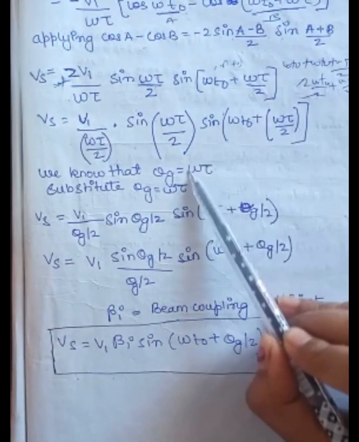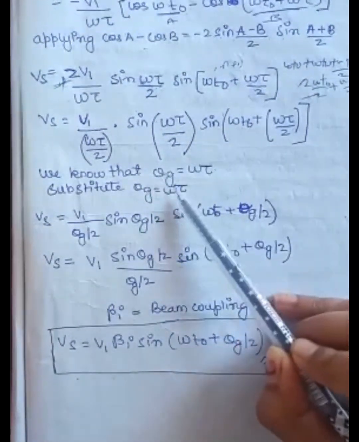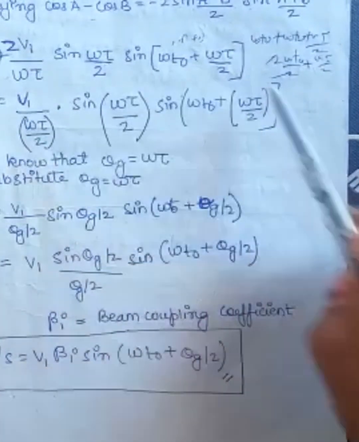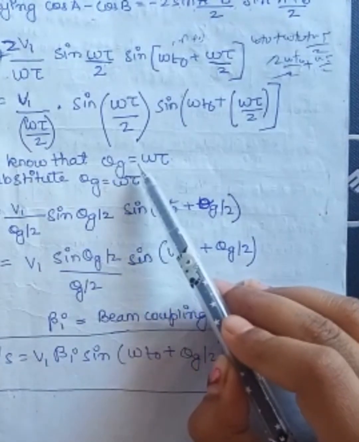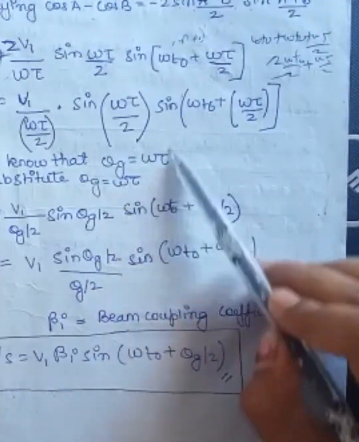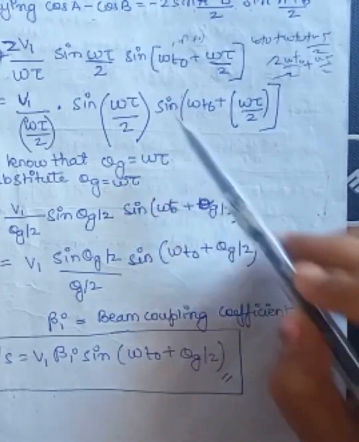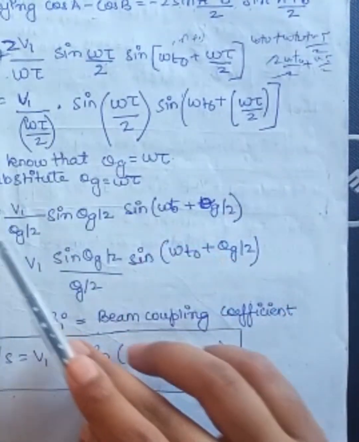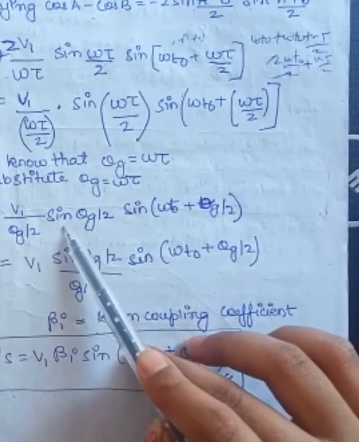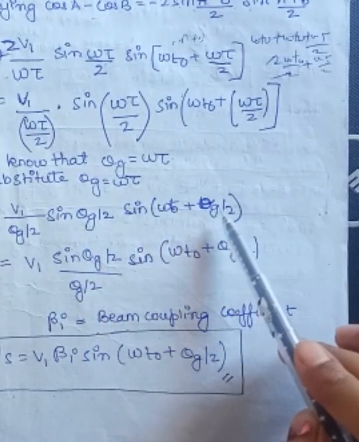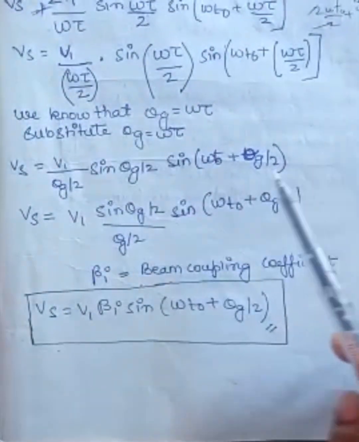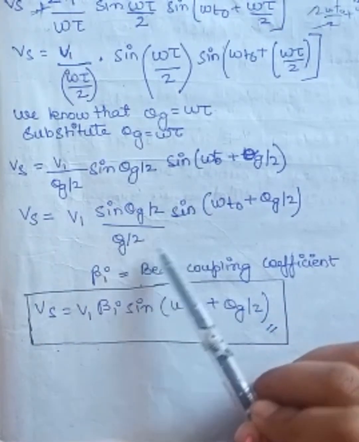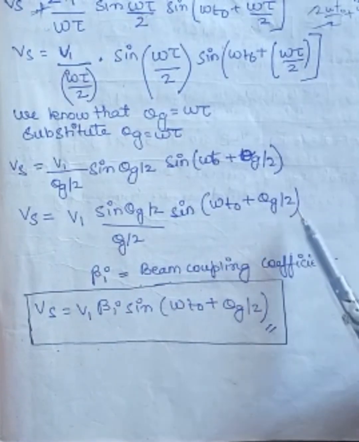Now we also know that omega tau is equal to theta g. So in this equation we can see that omega tau is present, and we know that theta g is equal to omega tau. Hence we can substitute theta g in place of omega tau in this equation. After substituting theta g, we would get the equation as Vs is equal to V1 upon theta g by 2 sin theta g by 2 sin omega T0 plus theta g by 2. So we can take Vs is equal to V1 sin theta g by 2 upon theta g by 2 sin omega T0 plus theta g by 2.